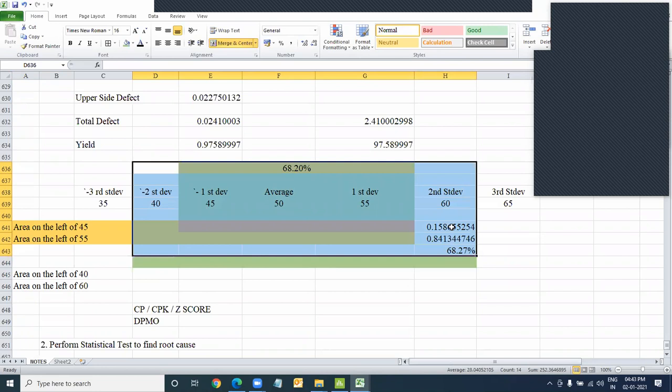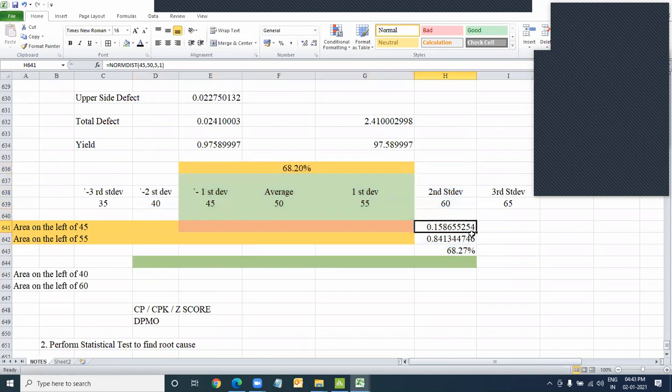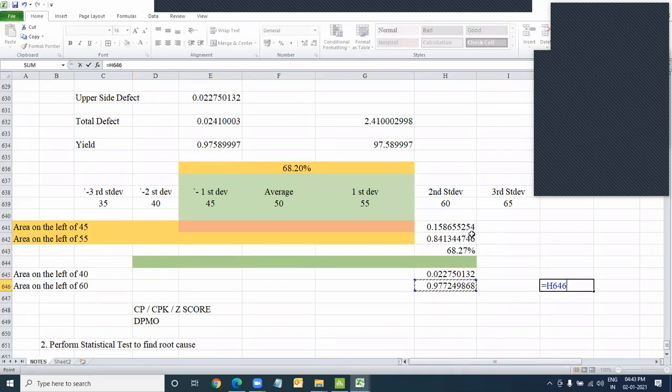So same formula, let's just copy paste it here, and we should get the values. 40 and 60, just change the values, we'll get it. This is 60, area on the left of 60, and area on the left of 40. And subtracting this minus this will give you 95.4.